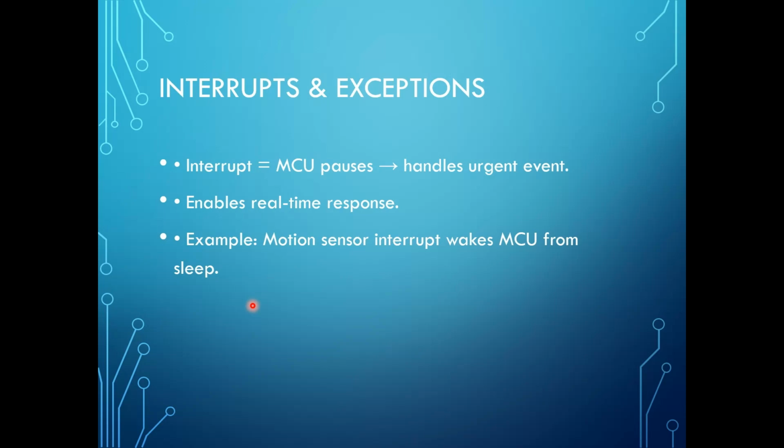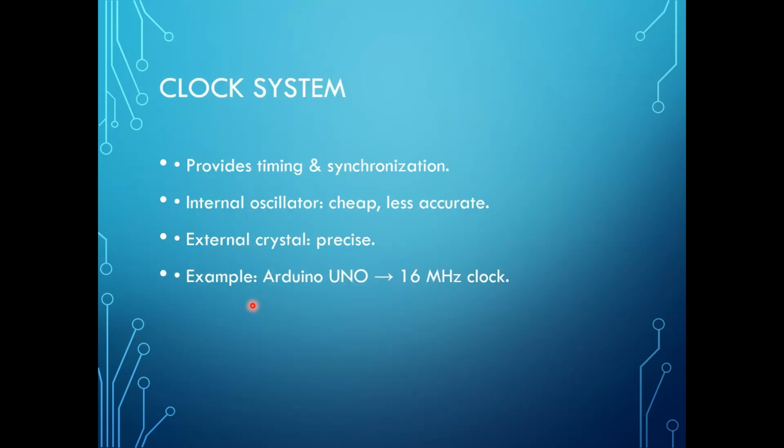So that task will hit it, and anybody will get a notification that a crash somewhere has happened. Okay, so that's basically interrupts. For example, a motion sensor interrupt wakes a microcontroller from sleep. Just now we have discussed this. So this allows real-time response, critical for IoT and automotive systems.